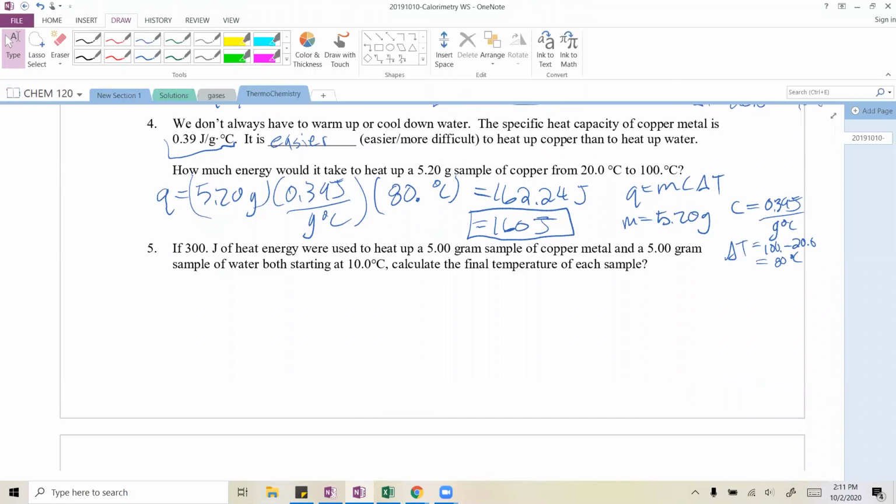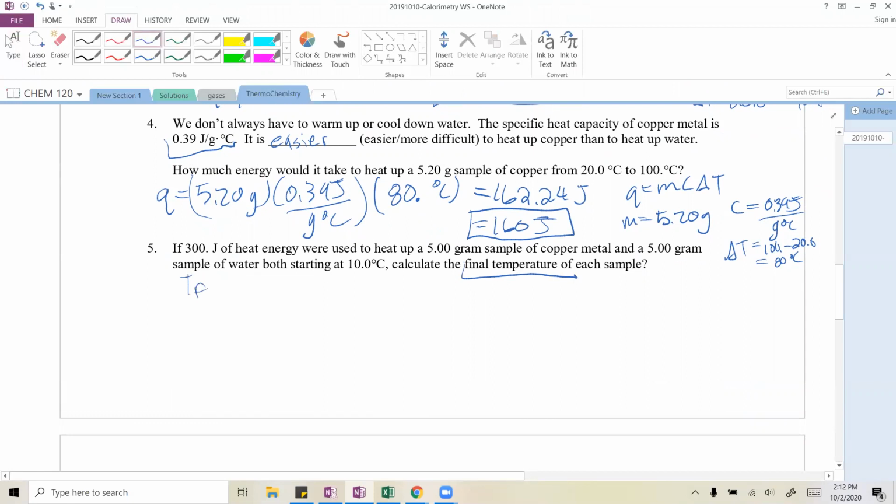And so let's compare that. Let's say that we have the same amount of energy. So in this case, we have 300 joules of heat energy. We're going to use it to heat up 5 grams of copper metal and a separate 5 grams sample of water. Both of them are going to start at 10 degrees Celsius. And so we want to find the final temperature of each sample. So final temperature, that's our TF.